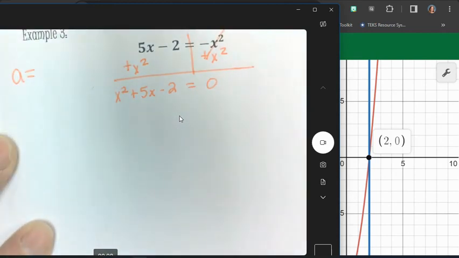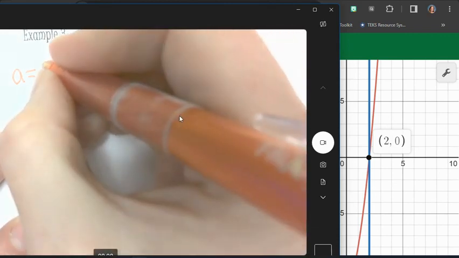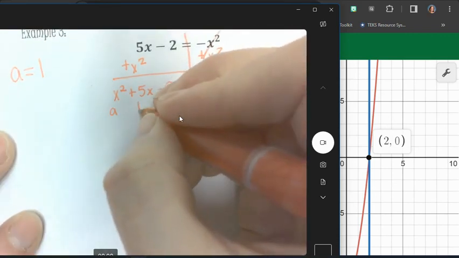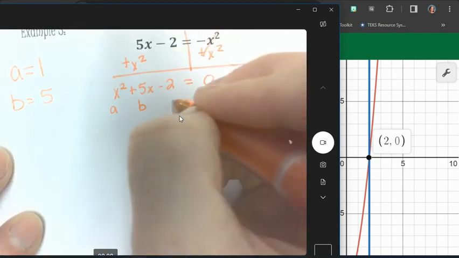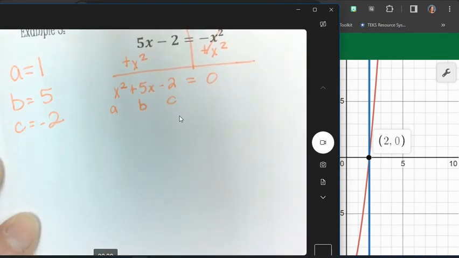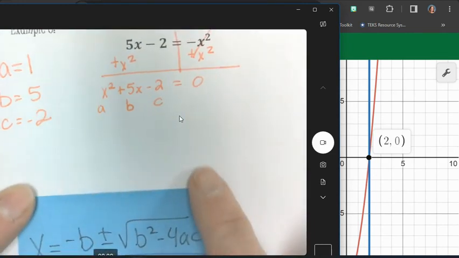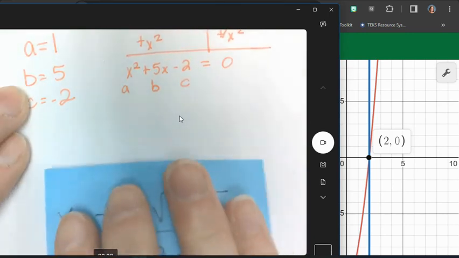So once you do that, then you know what your A, B, and C are. What's A? If there's nothing in front, what's really in front? 1. What's B? 5. And C. Okay, now that we know A, B, and C, we can plug it into the formula.